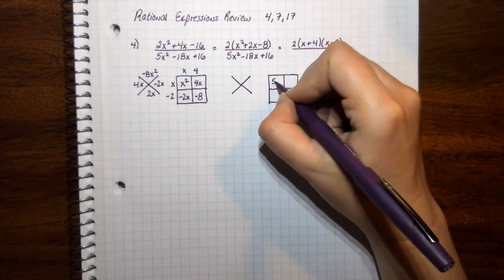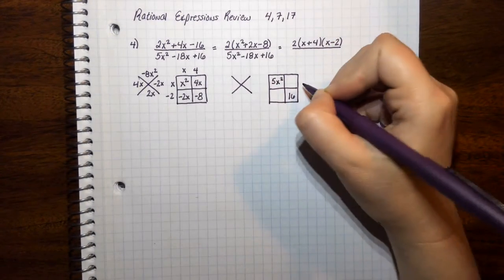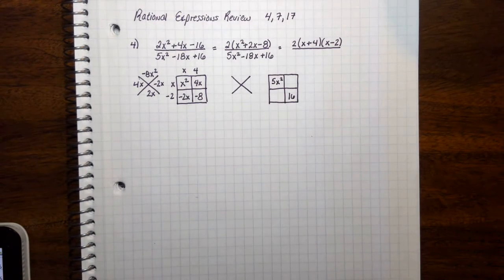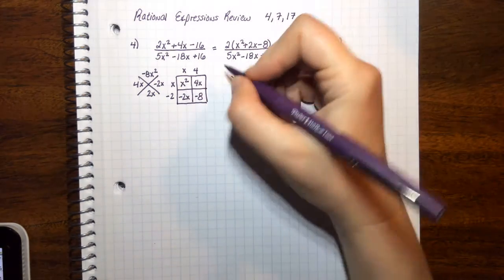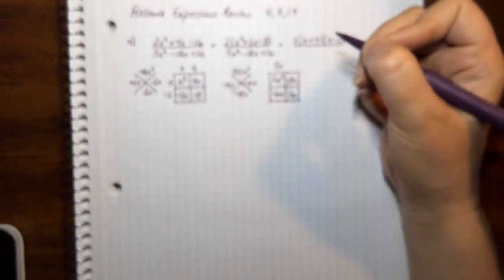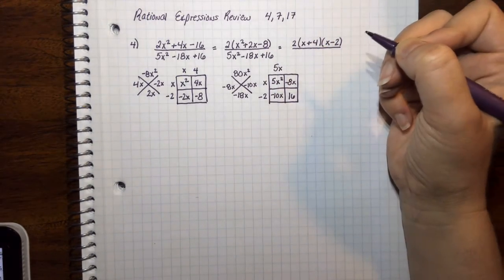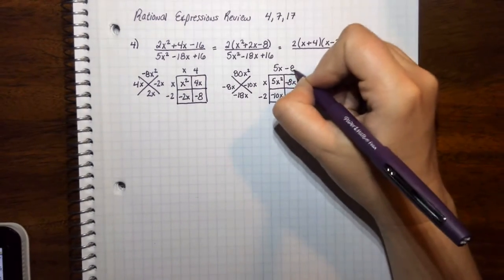Okay, 5x squared, 16. 5 times 16, 80. Oh, now I feel silly. This is easy. Okay, 5x there, x here, negative 2, negative 8.